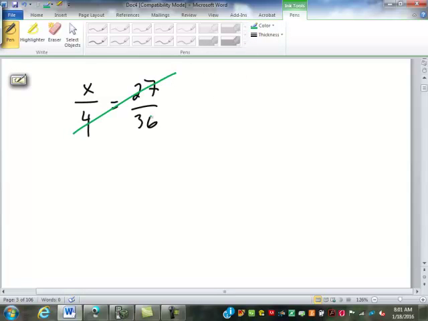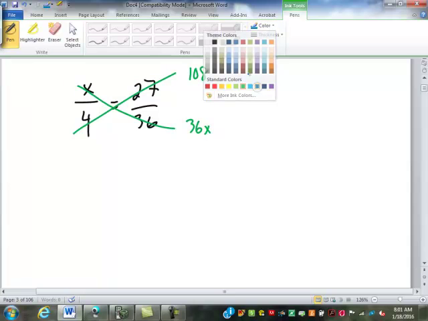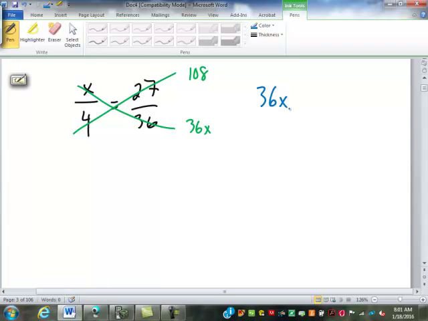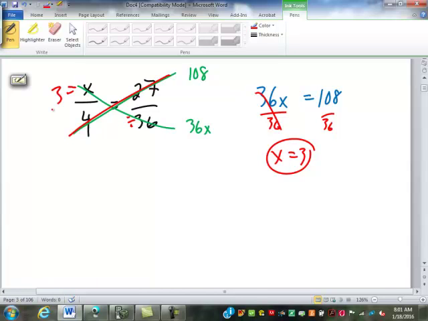this. 4 times 27 is 108. X times 36 is 36x. And those two cross products have to be equal. 36x has to equal 108, and then you divide by 36. Equals 3. Like I said, you can cross multiply and divide. 4 times 27 divided by 36 is going to give us the 3. We know that. But not all proportions allow us to do that simple shortcut of cross multiply and divide.